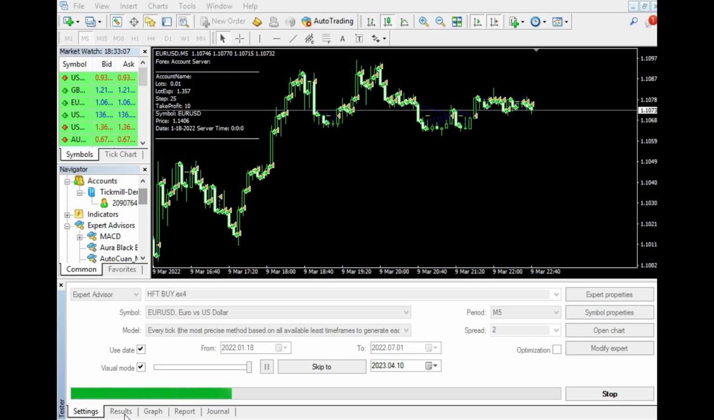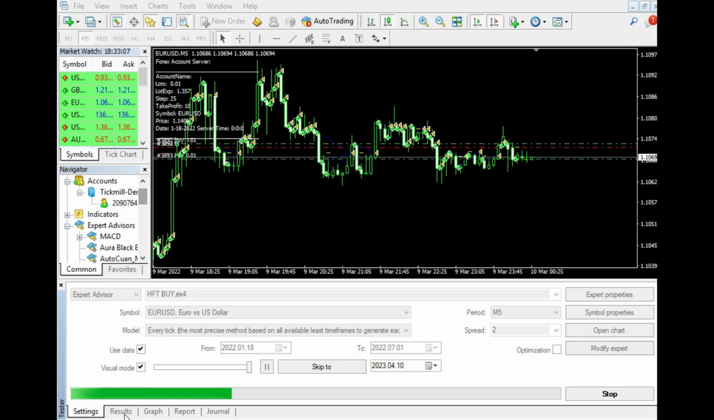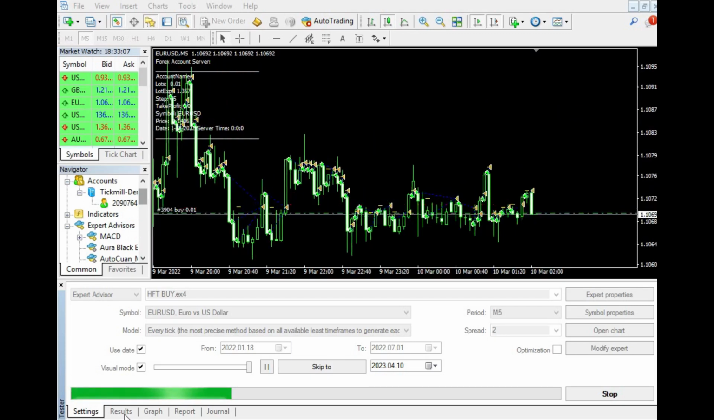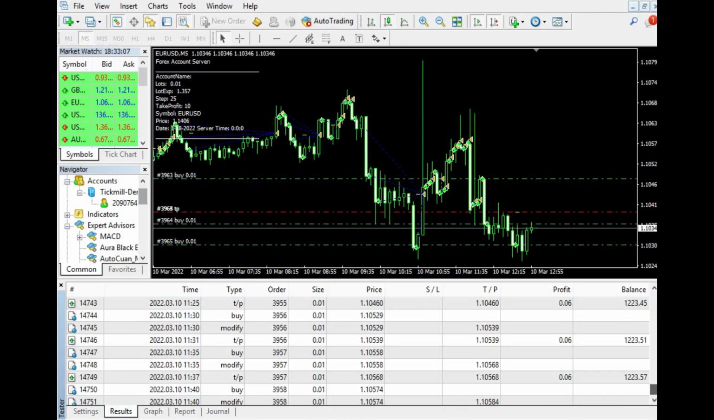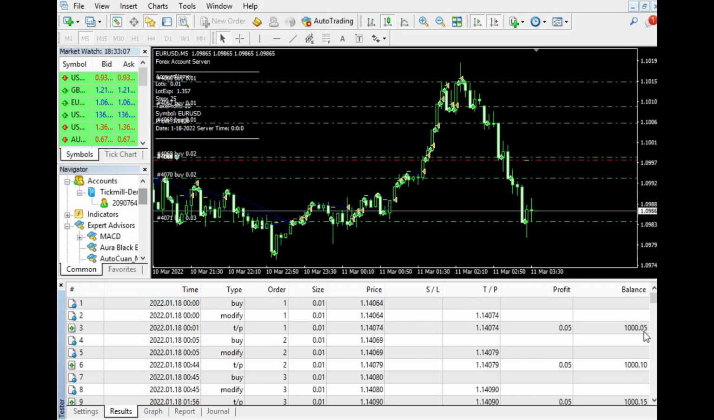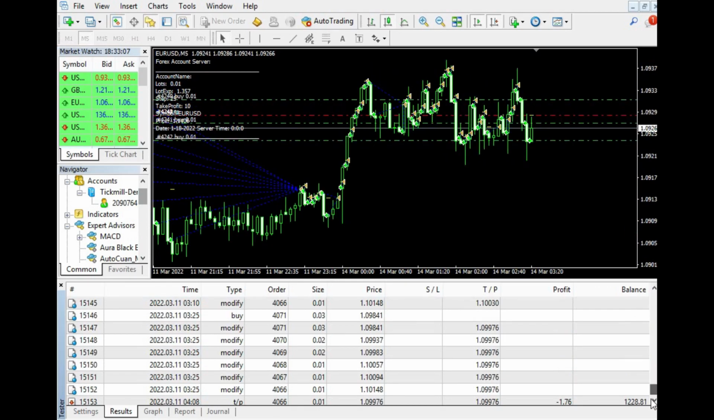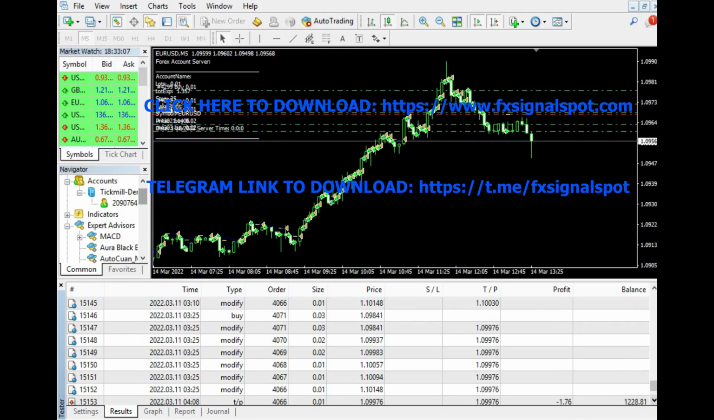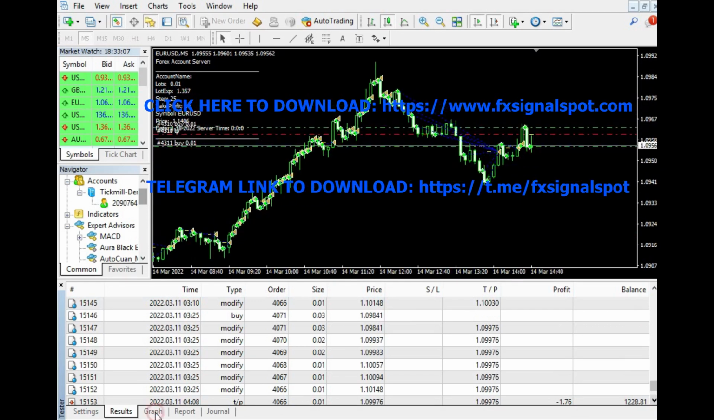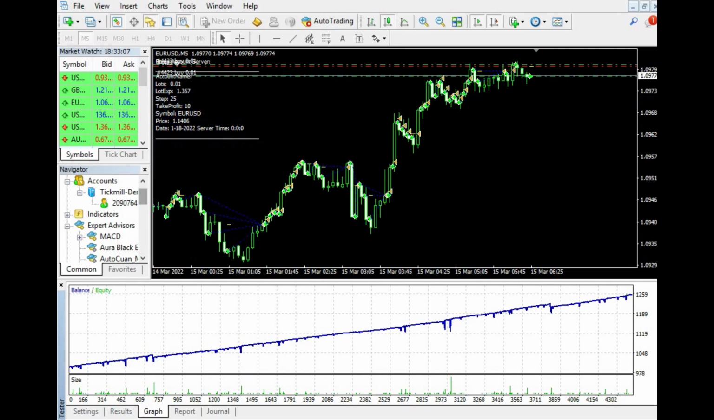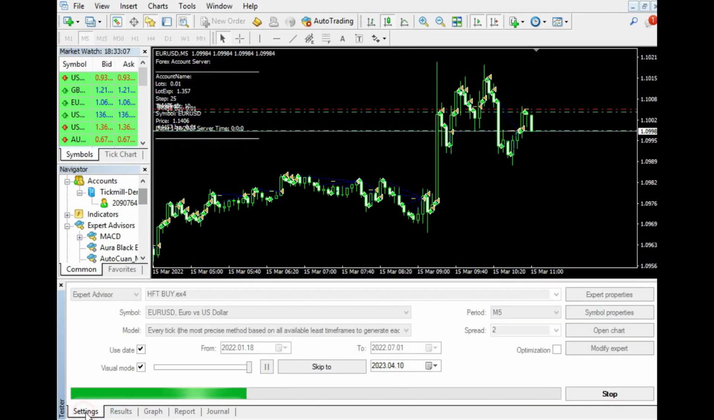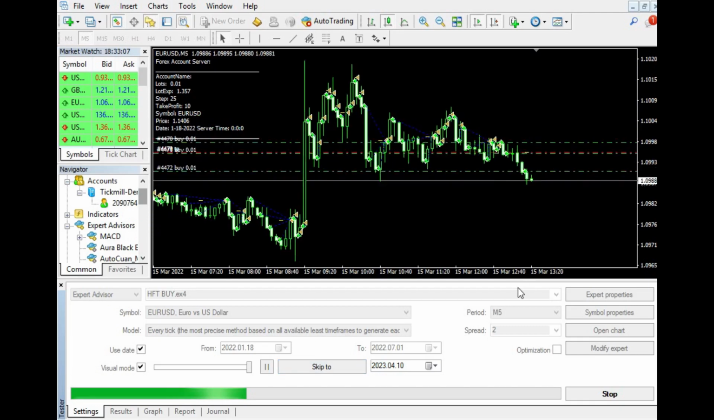The HFT EA is equipped with a small stop loss, which provides an additional layer of protection for the trader's capital. This feature is designed to safeguard the trader's funds while still allowing the EA to generate consistent gains. The algorithm is engineered to strike a balance between risk management and profit optimization, making it an ideal tool for traders who prioritize capital preservation alongside steady returns.